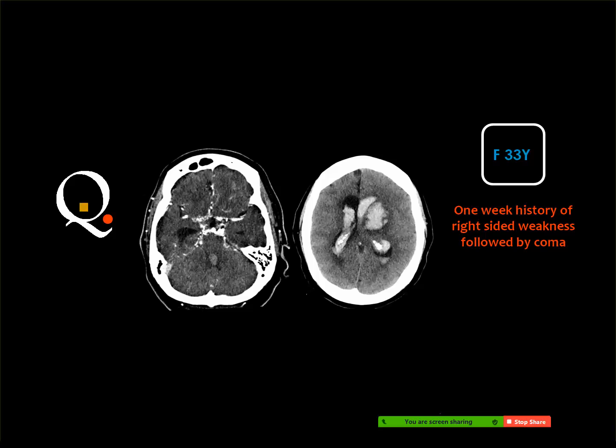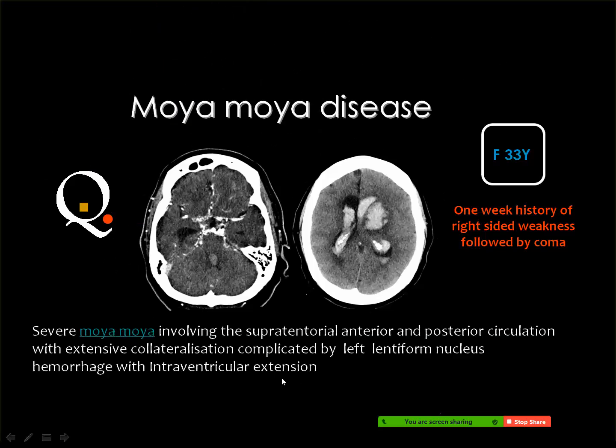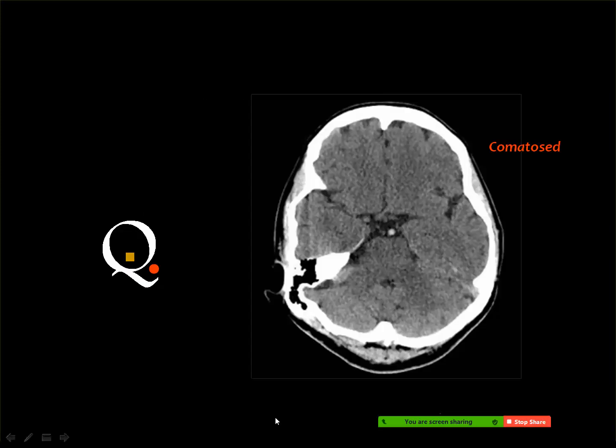Hemorrhage. Yes. Subarachnoid, intracerebral hemorrhage, and okay, this is intraventricular. This is a contrast enhanced image, and this is Moya. Yes, Moya disease. You do not see the main stem arteries in the anterior cerebral or middle cerebral, and you know that Moya disease may present by hemorrhages or by infarctions or both.